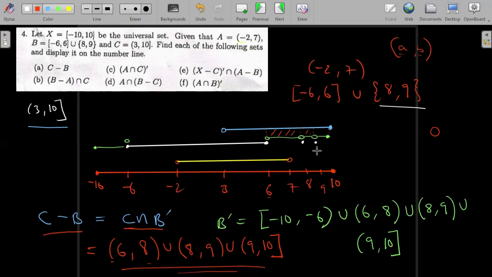Then union, from 8 to 9, again, the numbers in between intersect. Then again, union from 9, the numbers between 9 and 10, including 10 this time, are going to intersect. And this here is what is going to give us our final answer. So this is what we get in red. This red part is our final answer.